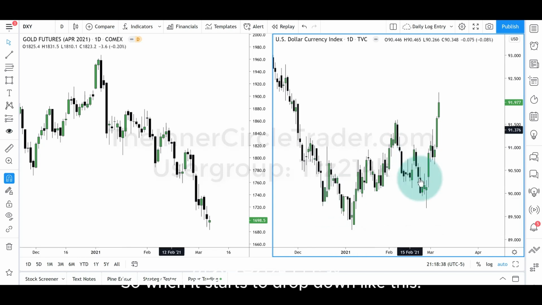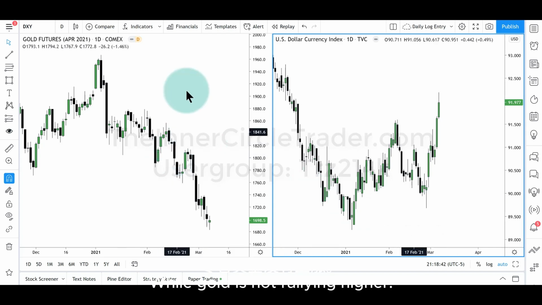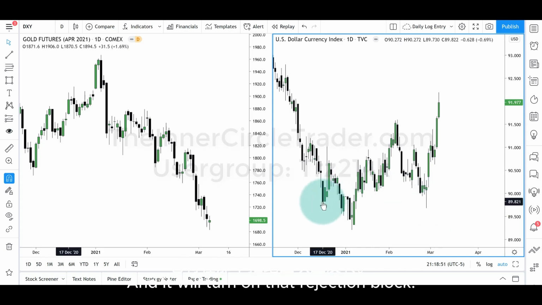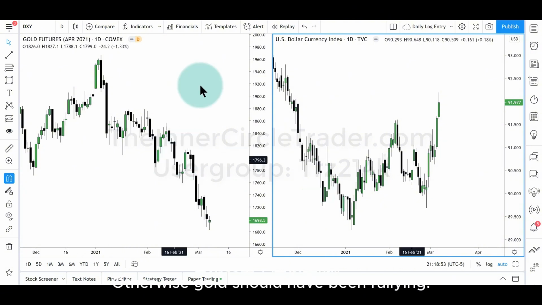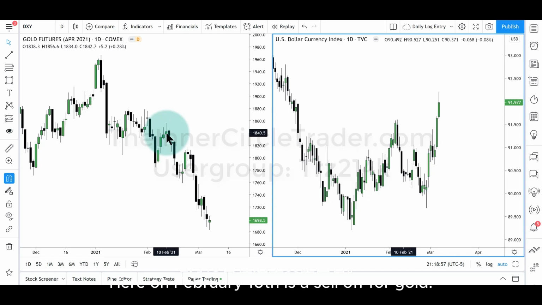So when it starts to drop down like this, while gold is not rallying higher, this indicated to me that this is likely a trap, and it will turn on that rejection block. Otherwise, gold should have been rallying. Here on February 10th is a sell-off for gold. That means February 9th, 10th or 11th and thereabouts should be a buy in the dollar.